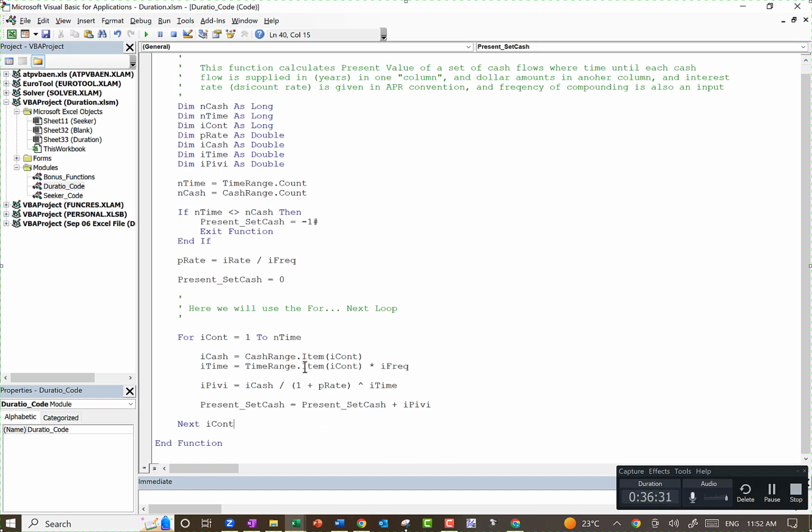When I'm done, I basically did it for all of them. First, it's going to do it for the first one, second one, third one. Every time it's going to calculate the present value, and it will add to the running sum. And these loops are very powerful instruments.